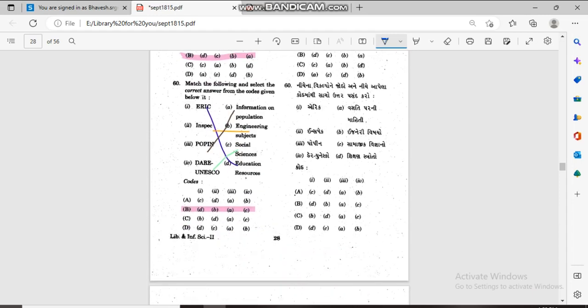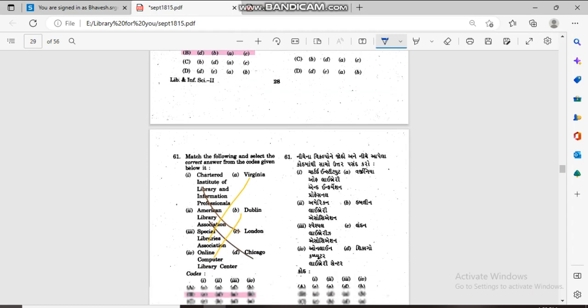Match the following. ERIC is the educational resources. INSPEC is engineering subjects. POPIN is related with information on population. DARE UNESCO is related with the social sciences.